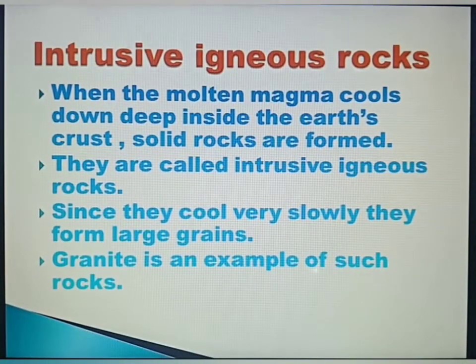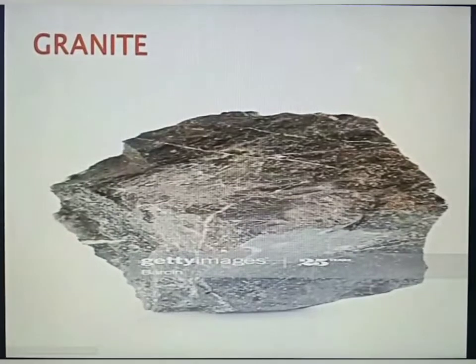The second type of igneous rock is intrusive igneous rocks. Sometimes the molten magma cools down deep inside the earth's crust. Solid rocks so formed are called intrusive igneous rocks. Since they cool down slowly, they form large grains. Granite is an example of intrusive igneous rocks.